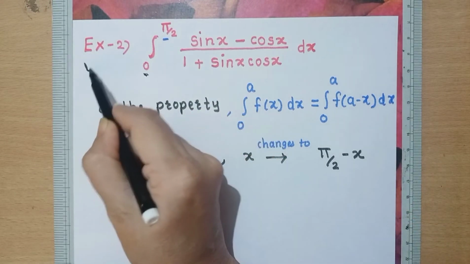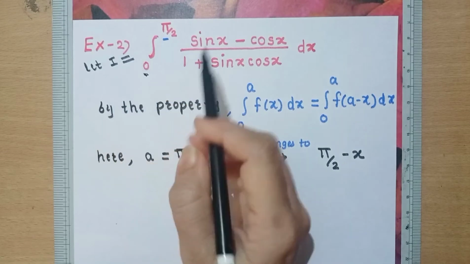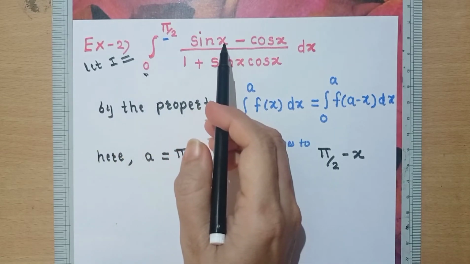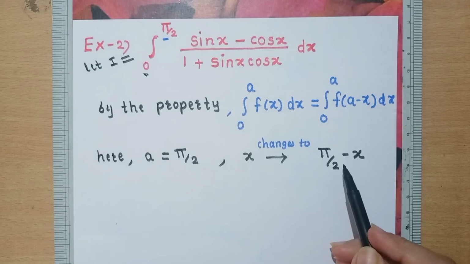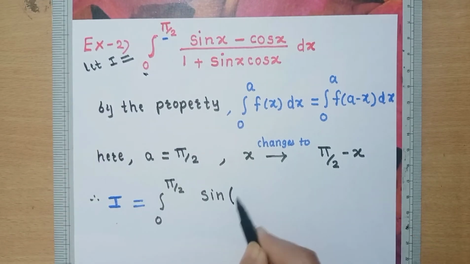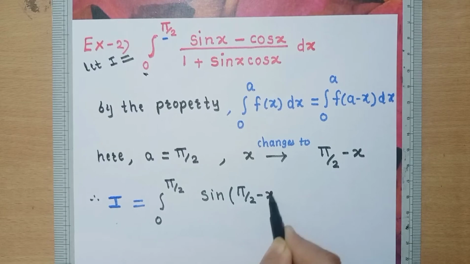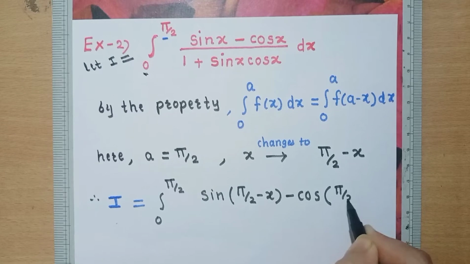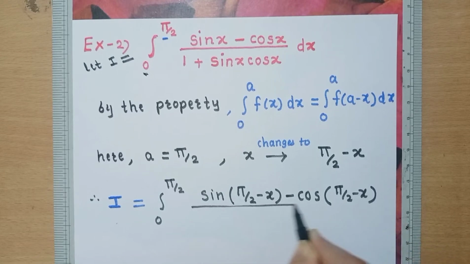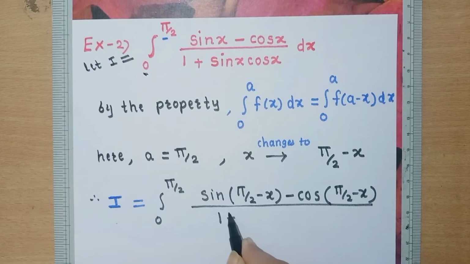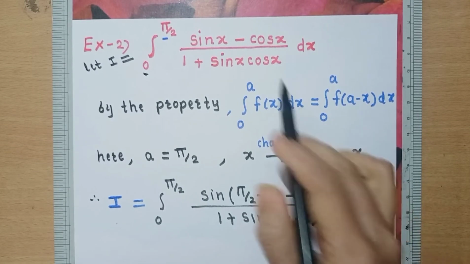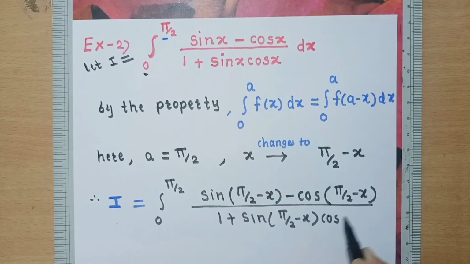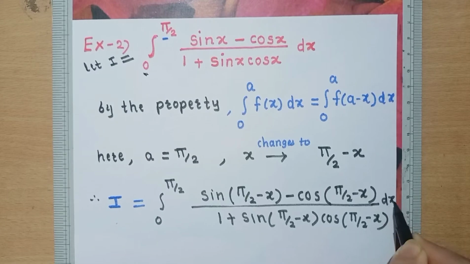So again we will assume this I. In this integral, wherever there is x, we will replace it by pi by 2 minus x. Here we will write sine of (pi by 2 minus x), then minus cos of (pi by 2 minus x), and in the denominator also 1 plus sine of (pi by 2 minus x) and cos of (pi by 2 minus x), and here we will write dx.